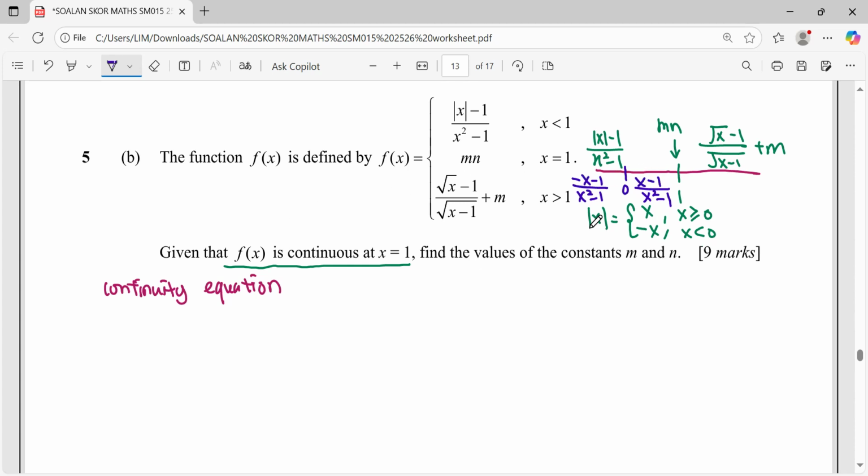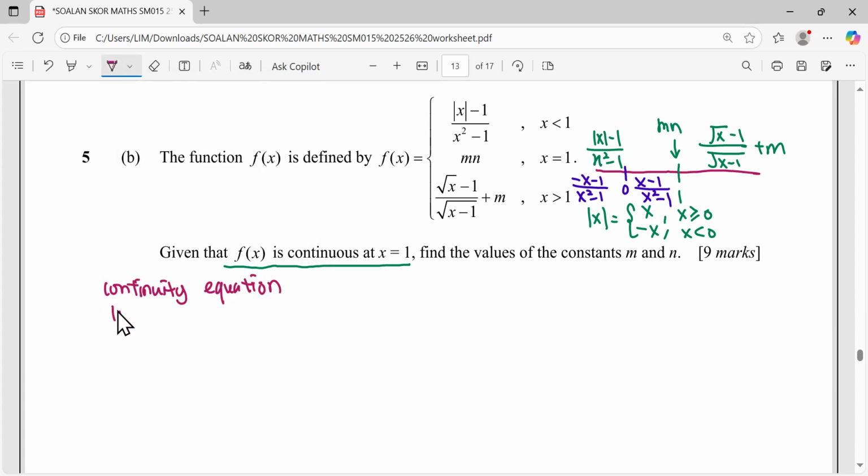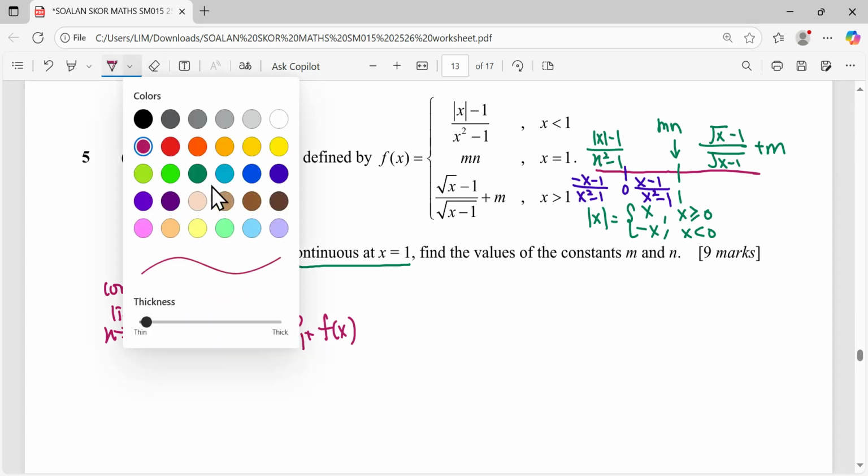So say this function is continuous at x equals 1. Our continuity equation will be: the limit as x approaches 1 from the left hand side of the function is supposed to be equal to the point f(1), which equals the limit as x approaches 1 from the right of the function. Alright, so we need to fulfill this equation because it already said it is continuous. From that only we find out the missing values m and n. For this equation, we find it separately one by one.